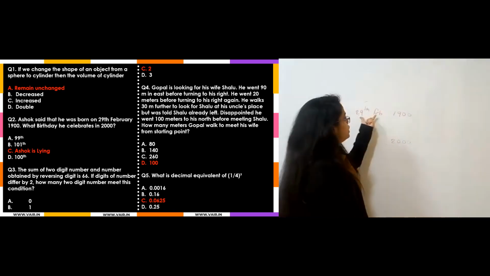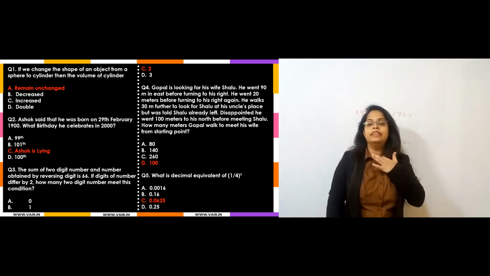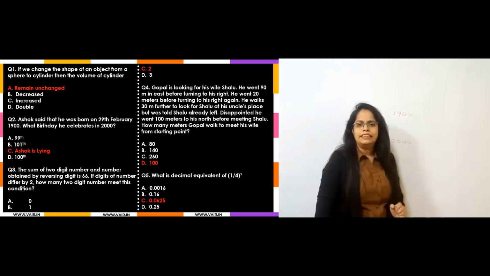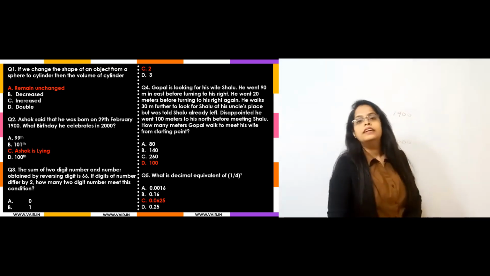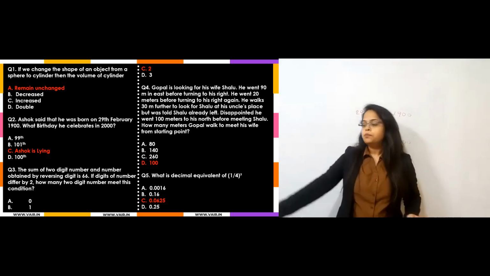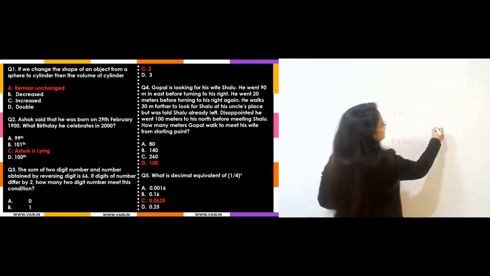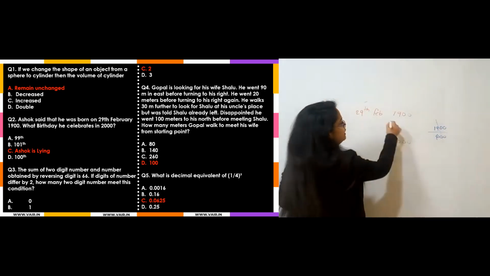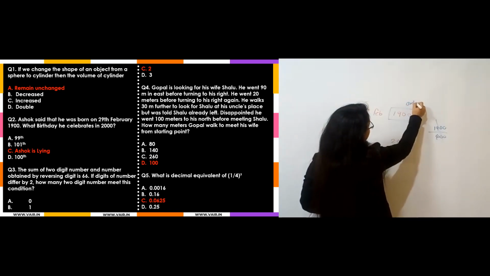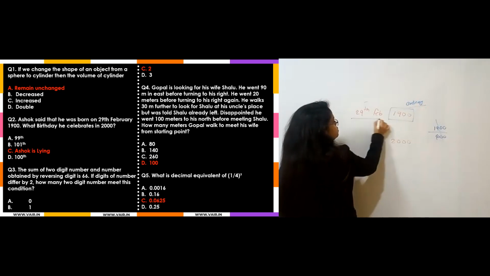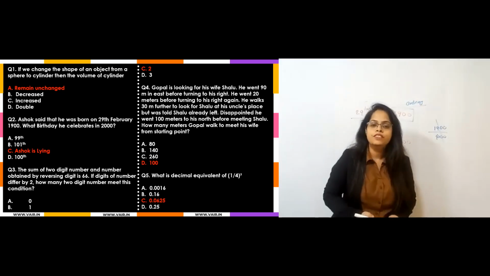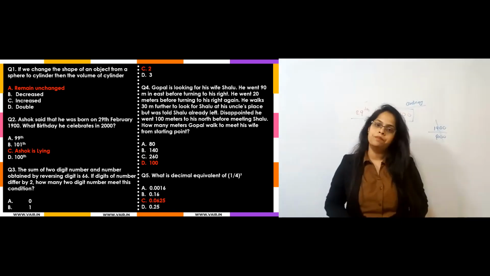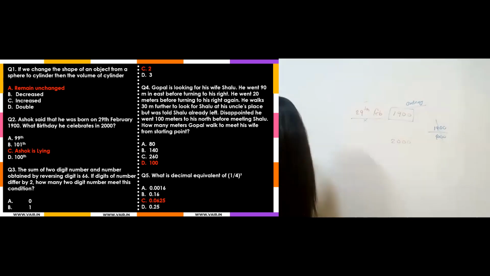First thing, they are talking about 29th Feb. Is 1900 a leap year? No, it is a century ordinary year, because 1900 is not divisible by 400. You cannot divide it. That means 1900 is an ordinary year. If it is an ordinary year, 29 Feb is not possible, which means that Ashok was lying. So the answer will be Ashok is lying, option C. Easier. Now let's see the next question.